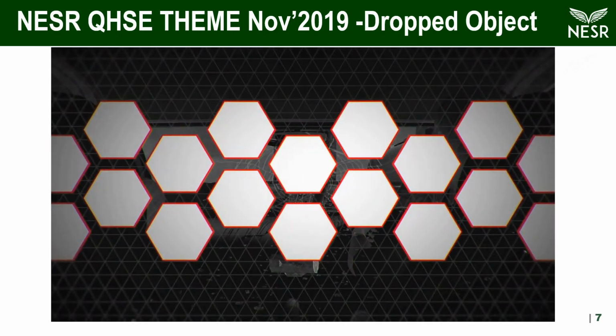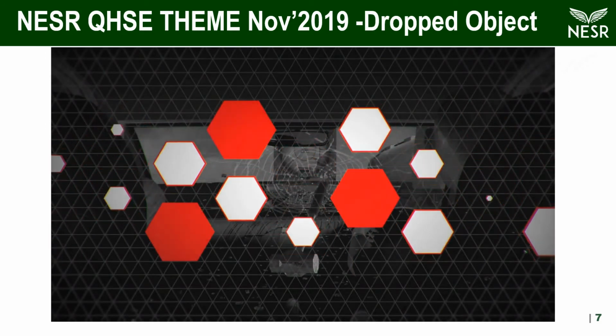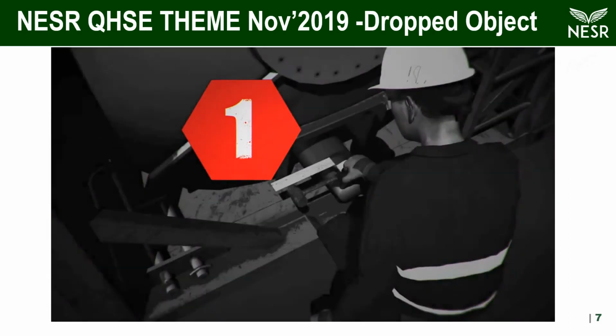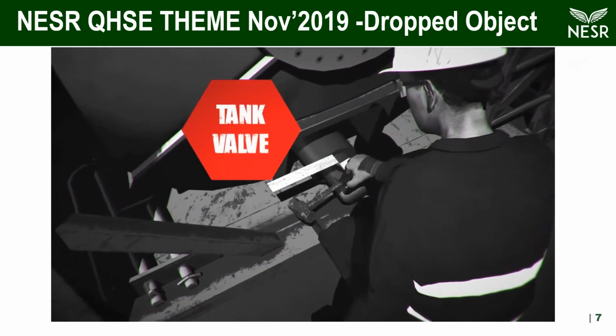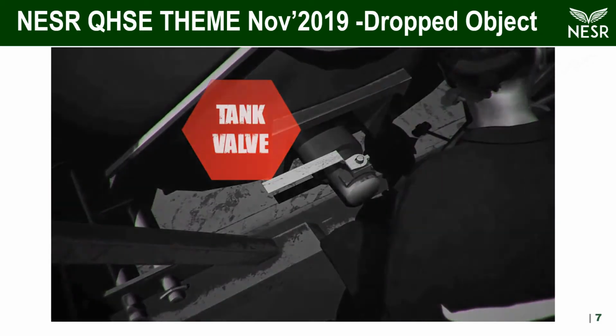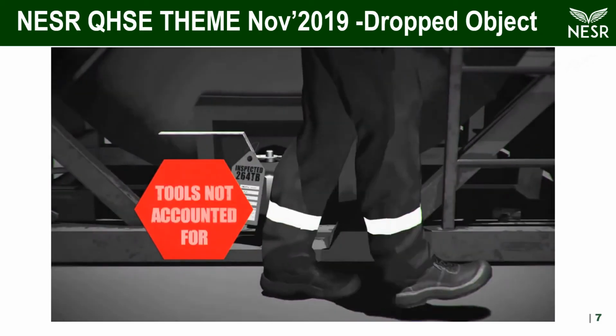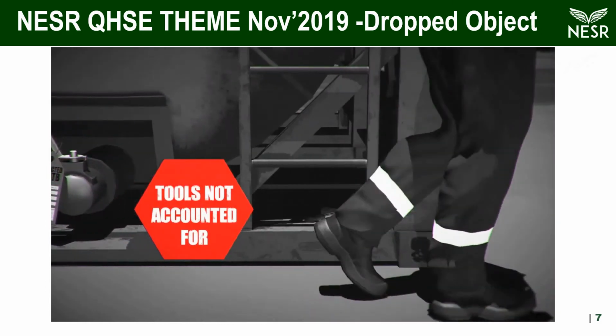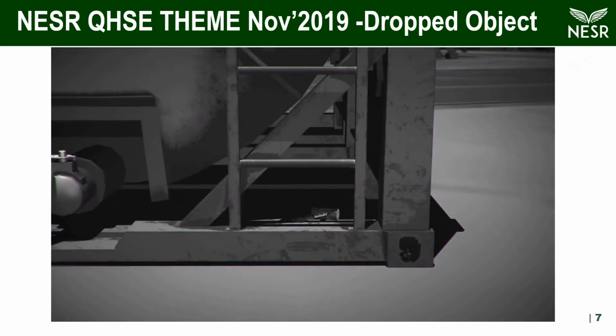Several barriers could have prevented this incident happening. Let's look at the barriers that failed. 1. The valve should be operational and not require force from a hammer to close. 2. All tools should be accounted for and checked out and in, and the hammer should never have been placed on the tote tank.